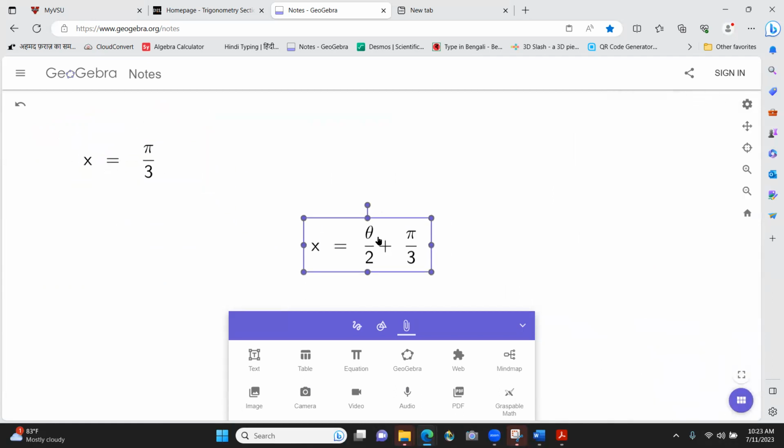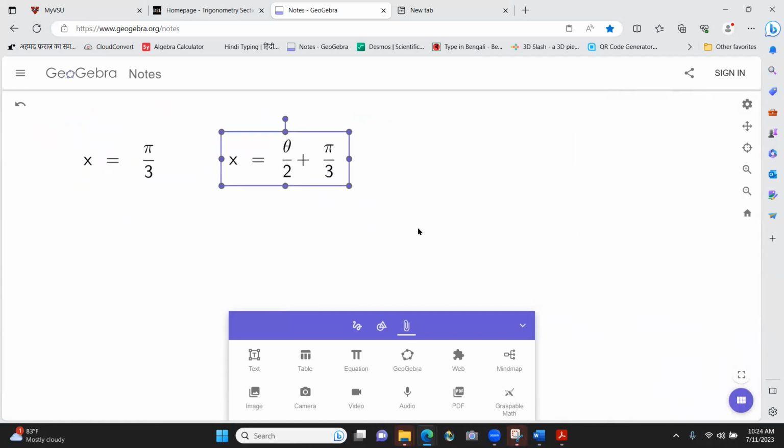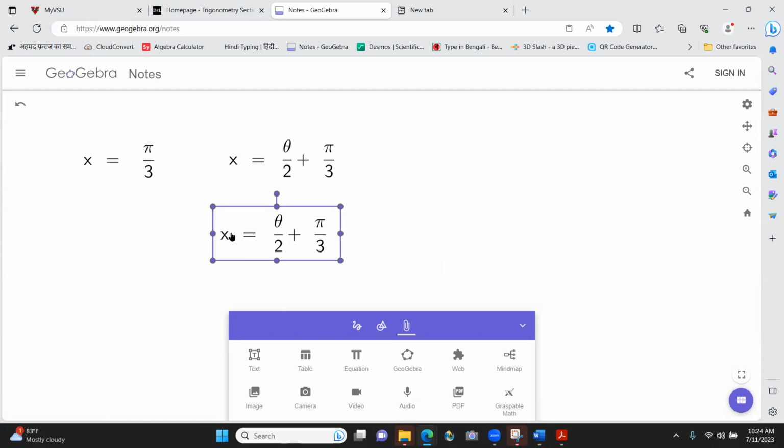Now, when I teach this class face-to-face, students find this a little challenging. So do pay attention, watch the videos a couple of times. At least you guys have access to the videos. When I do this face-to-face, students don't. So I'm going to put pi over 3 right here and solve for theta, which is not that difficult.